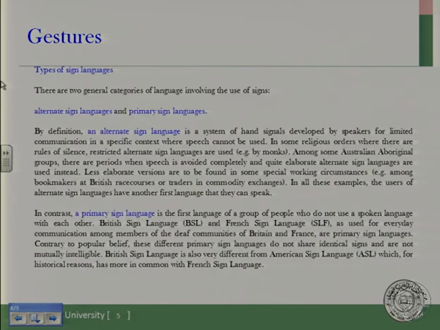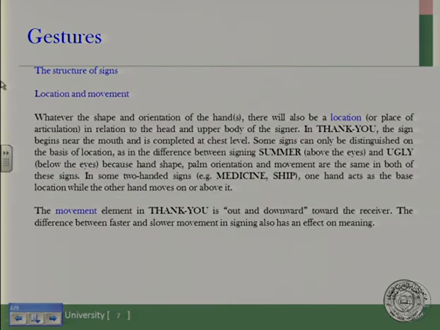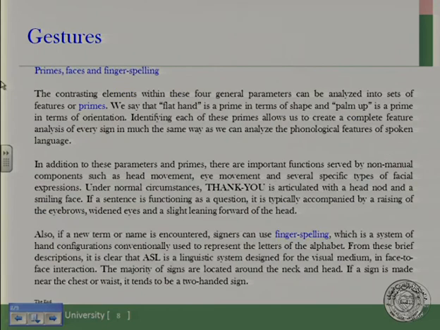And then we talked about the types of sign languages, and we said that we have two types: alternate sign languages and primary sign languages. And finally, before that, we talked about the structure of signs, and we said that there are four elements. We talked about the shape and orientation, and then about location and movement. And finally, it was about primes, faces, and finger spelling, and we said that these gestures can be used while speaking.